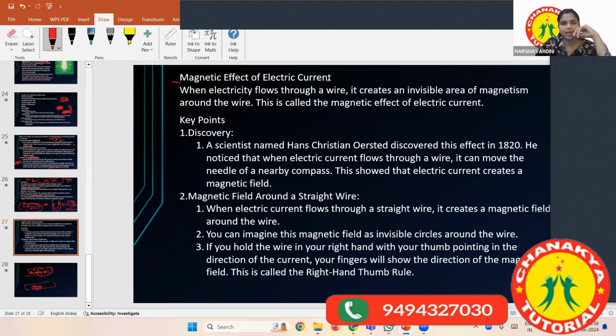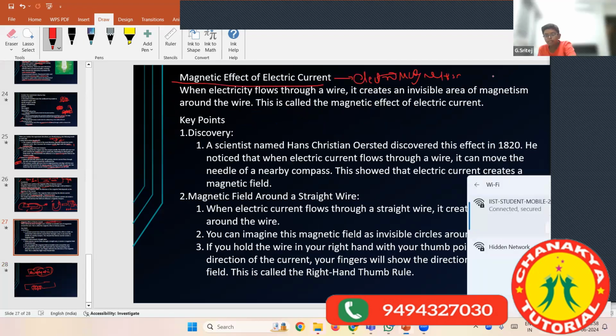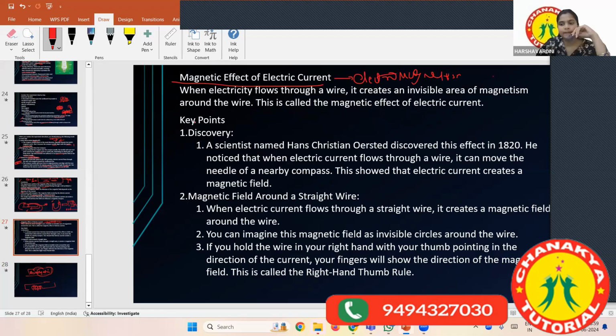That is nothing but electromagnetism, right? Ma'am, your voice is breaking. Right or wrong? Ma'am, your voice was breaking. Am I audible now? Okay, yes, I'm audible, ma'am.